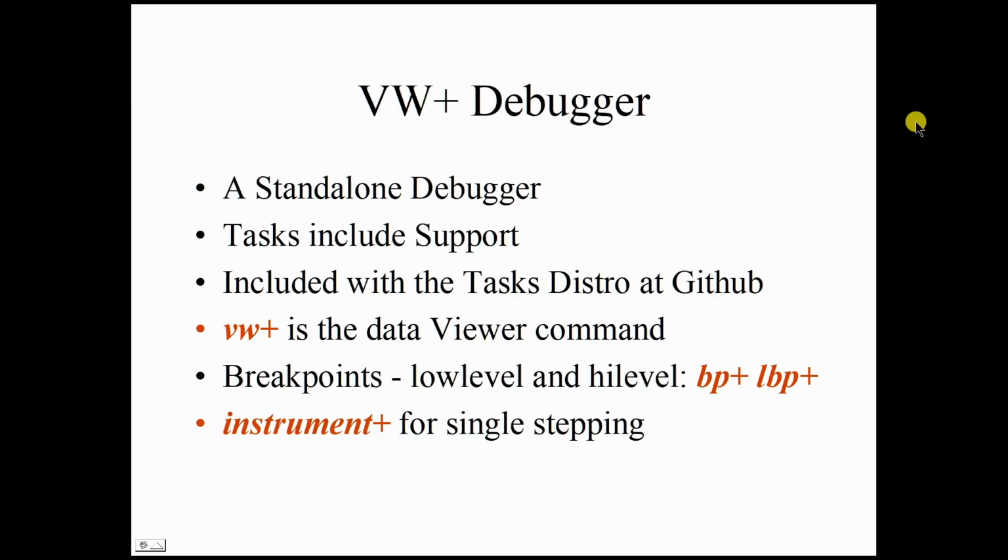It is included with the tasks distribution at GitHub. It's comprised of 6 commands, 4 of which are listed here. The VW plus is the data viewer command. There are 2 types of breakpoints, and there's an instrument command that will automatically put these breakpoints into a procedure dynamically at runtime and remove them later if desired. And there's a PDF manual available.